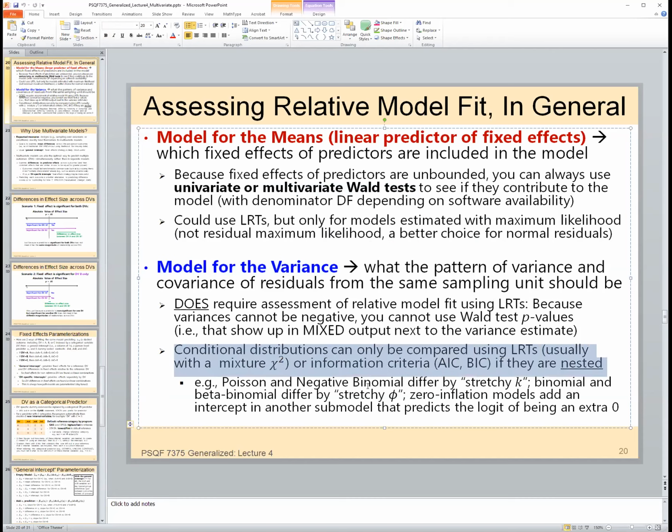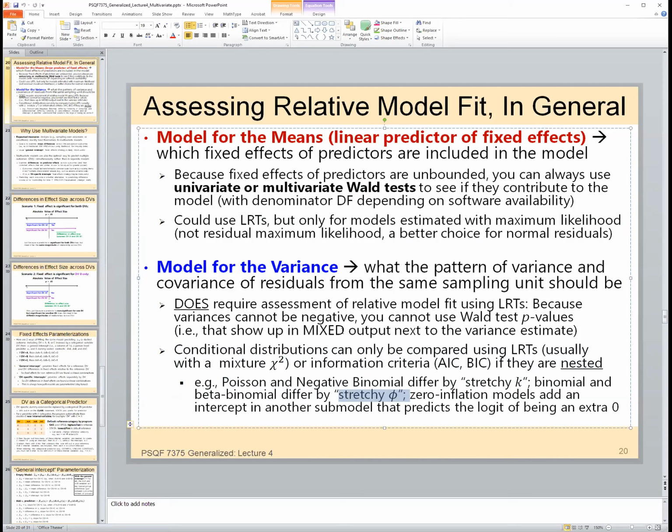And so we saw this earlier in the semester and in your last homework, comparing Poisson and negative binomial. They differ in one parameter that allows the variance to exceed the mean in a quadratic fashion, that stretchy K thingy. Likewise, binomial and beta binomial are related because beta binomial has an extra stretchy thing that again allows the variance to exceed the mean in a different pattern. So anytime that you can phrase one model as nested within the other, and you're asking a question about variance or covariance, that's a likelihood ratio test.